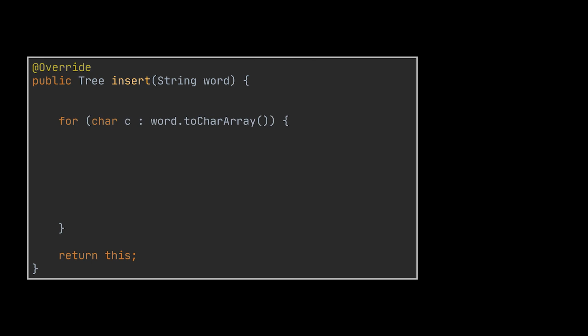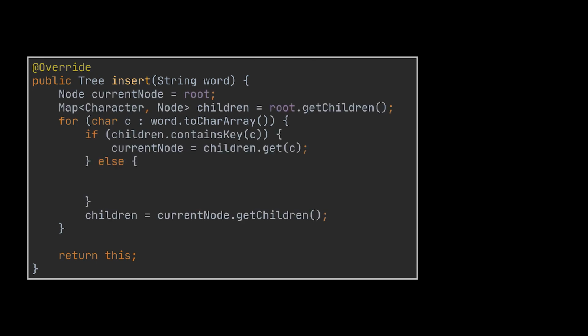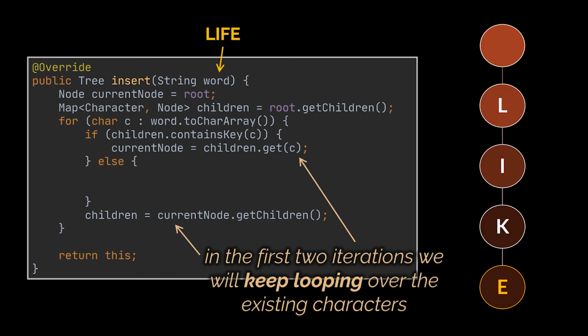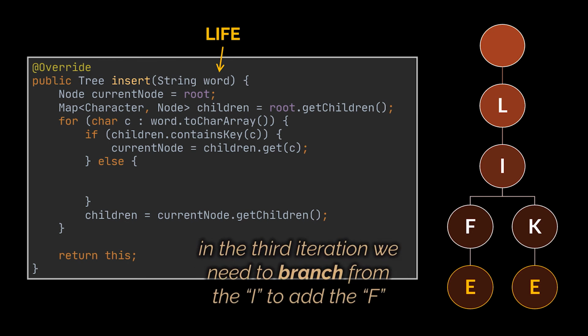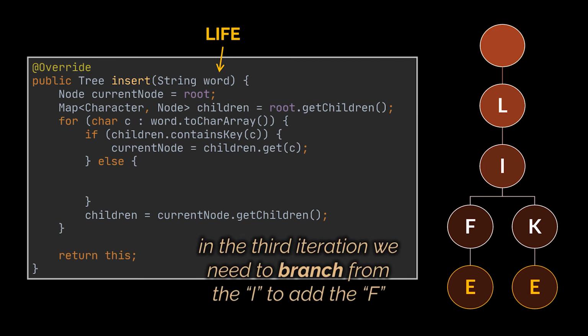we need to check if that character is already present in the tree we have, in the order they figure in the word. So, suppose we have a tree with the word like, and we want to insert the word life. For the code we wrote, L is the child of our root, and I is the child of L. So the if condition we wrote will return true for the first two iterations. However, for the third one, the else block should be executed, and what we need to do here is create a new branch for this word.